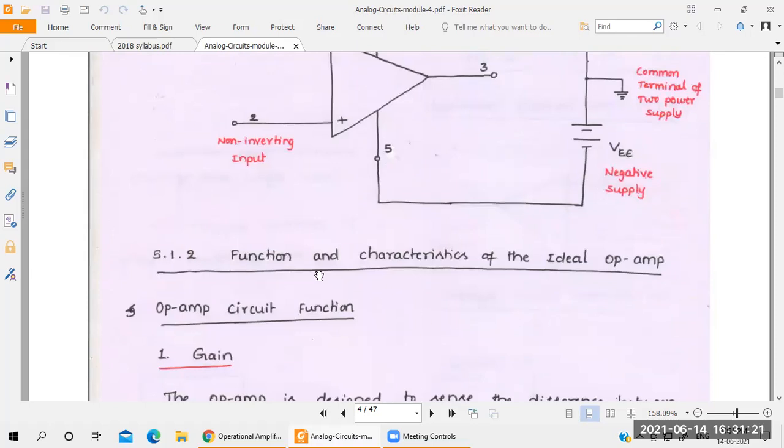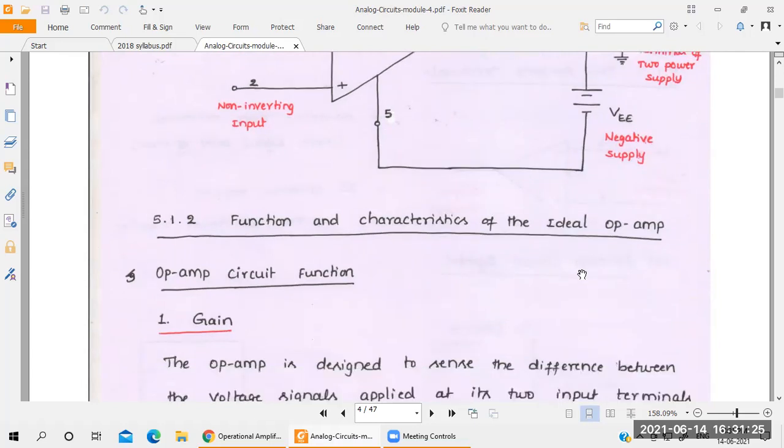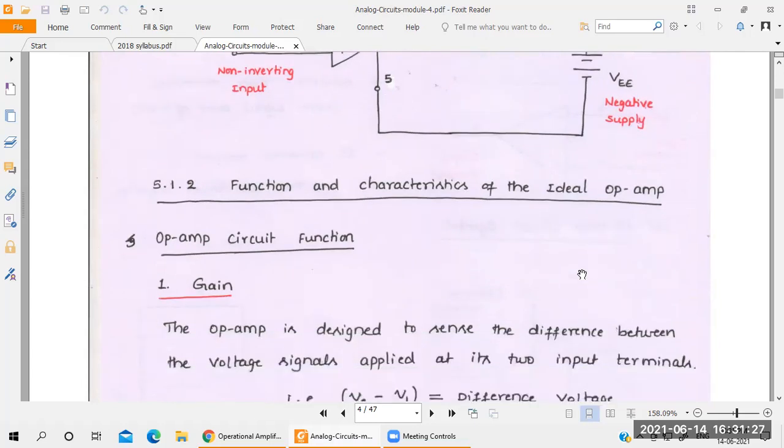Next, you take the functions and characteristics of the ideal op-amp. This is very important for internal and external examinations. What is the question? Functions and characteristics of the ideal op-amp. This is also very important for job interviews. In an interview, they will ask what the characteristics of an ideal op-amp are.